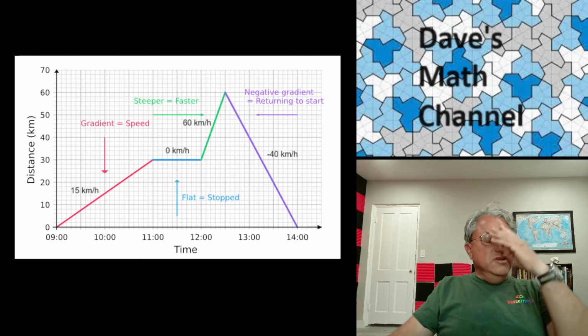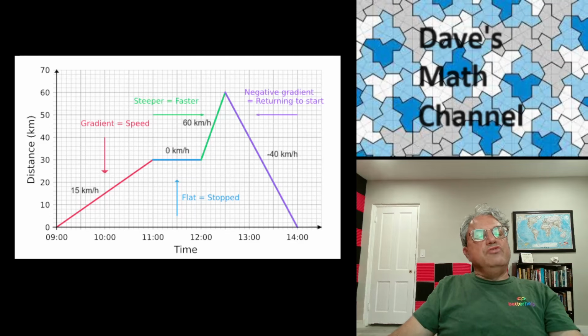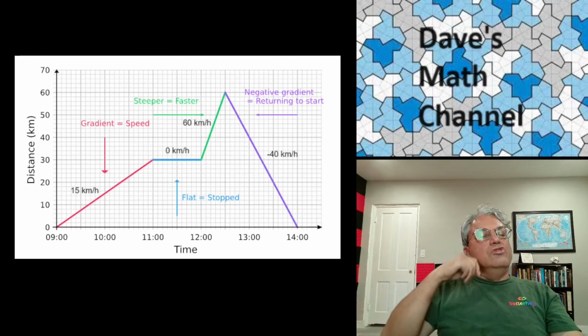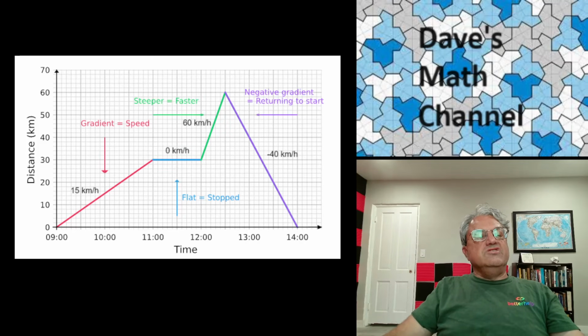But then imagine your next part of the trip from 12 to 12:30. Here you're driving pretty fast. Here you're going from 30 kilometers to 60 kilometers. You've driven a total of 30 kilometers in just half an hour. That's an average speed of 60 kilometers per hour. And that's a slope.